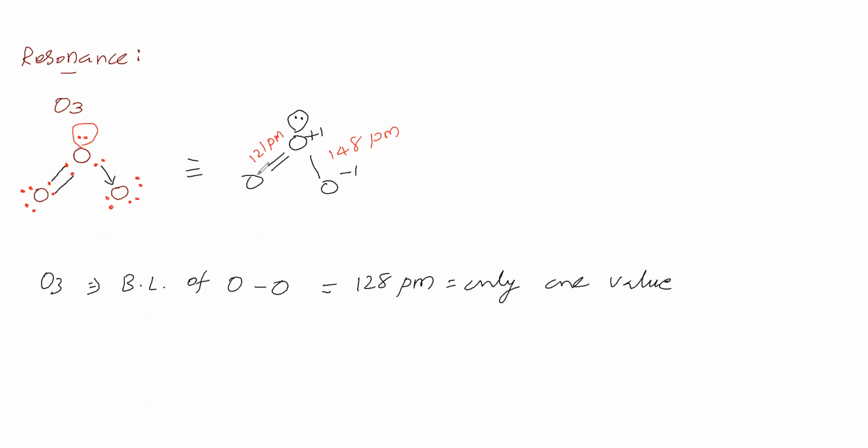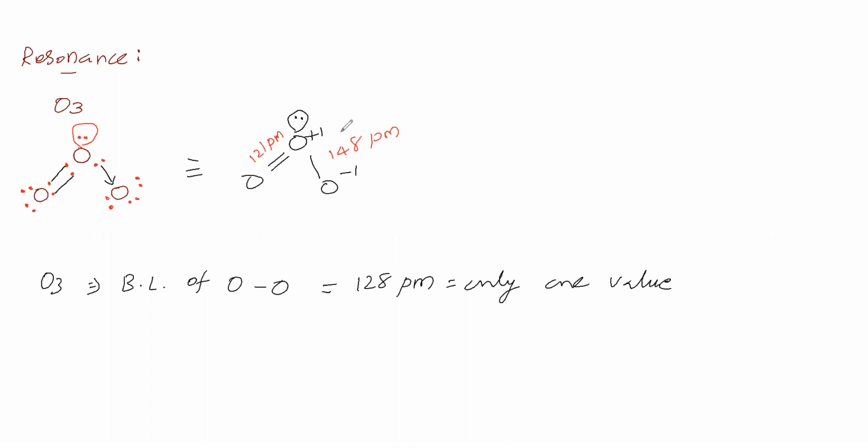We will compare with the double bond on the left side. Here it is 121, but the experiment says 128. This experimental bond length is greater than that one. That means a double bond will not be there; less than a double bond will be there. Here we said greater than single bond, and here less than double bond. So this experiment says that the bond in ozone is greater than a single bond but less than a double bond.